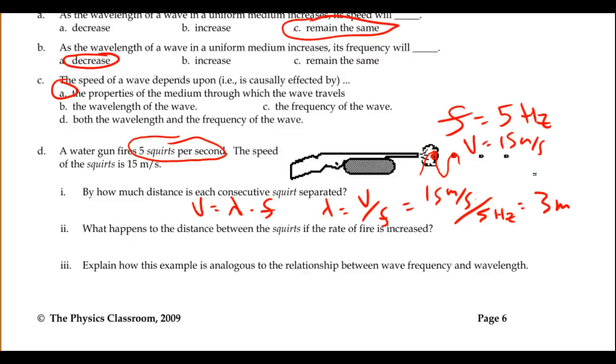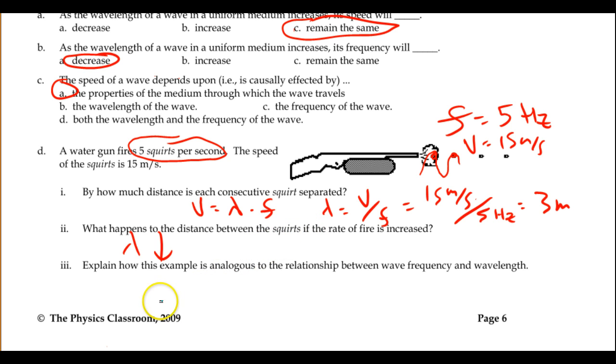If we were to increase the rate of fire, to fire more often, then there would be less time between each shot. The frequency would be increasing as the period went down, and if the frequency increases, then the wavelength, the distance between crests, is going to go down. So we'd see less distance in between each squirt.